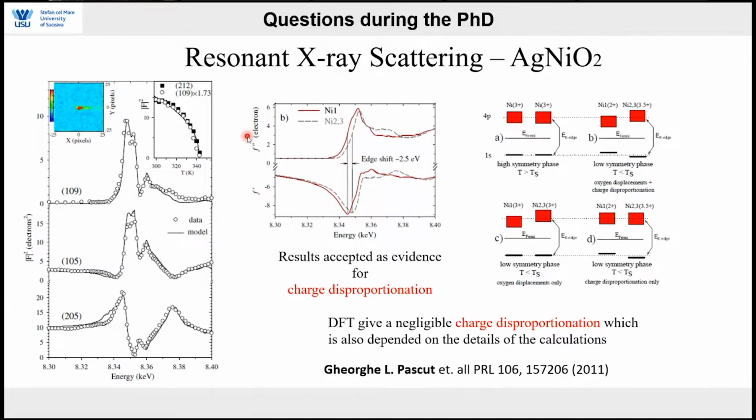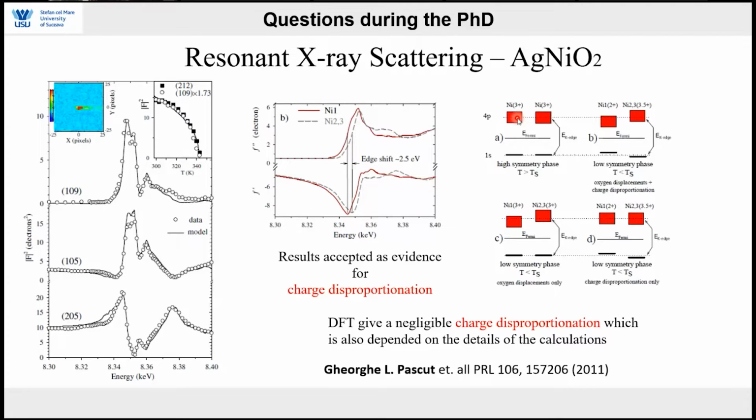Now, F prime and F double prime depend on energy, and they only have a value different from 0 when you have a transition from an occupied level, like 1s, to an empty level, like 4p. If F prime and F double prime are different from 0 at some particular energy, it means that this energy can drive a transition from a core level to an empty state. So these are atomic transitions. That's what they characterize.